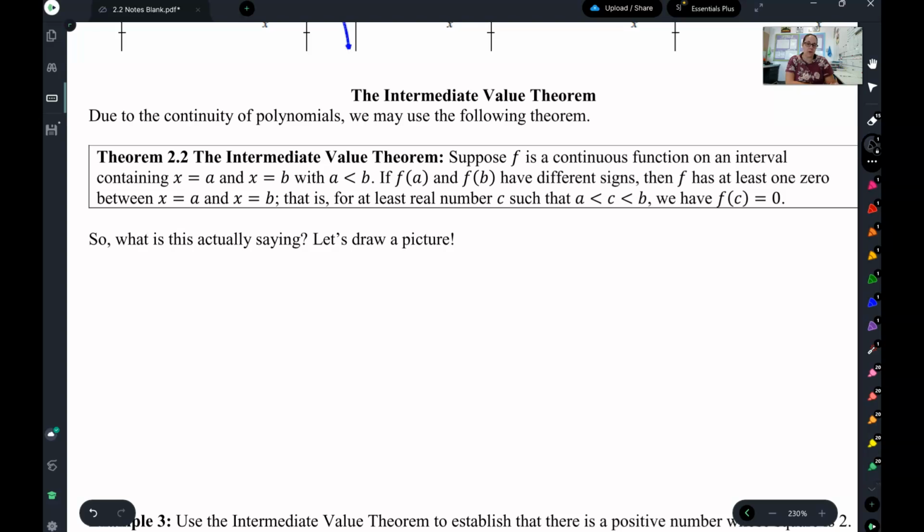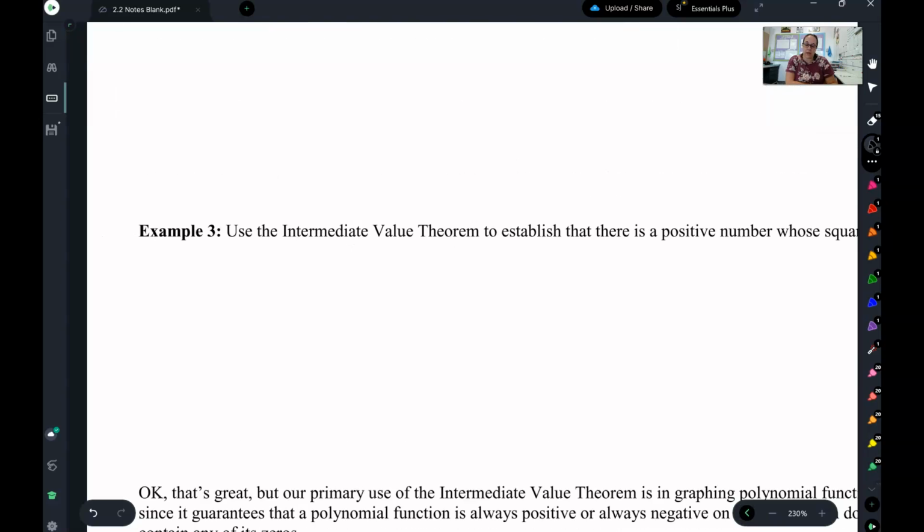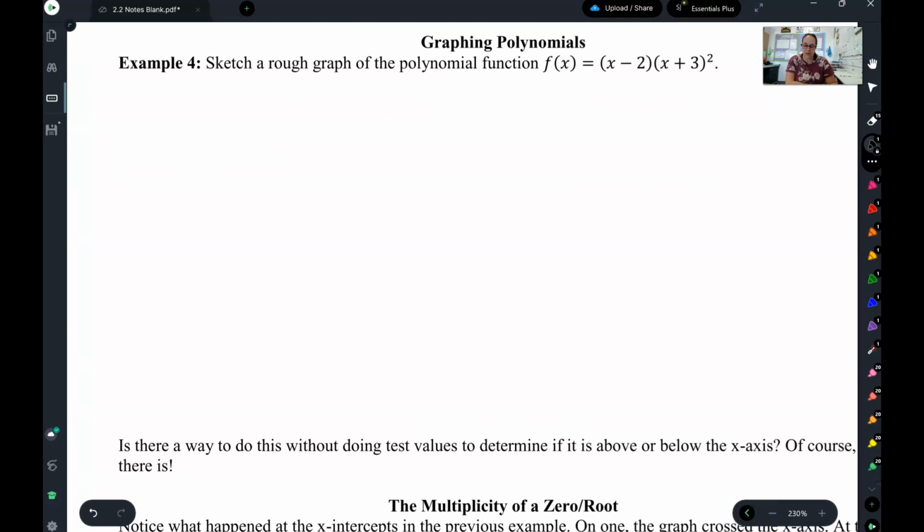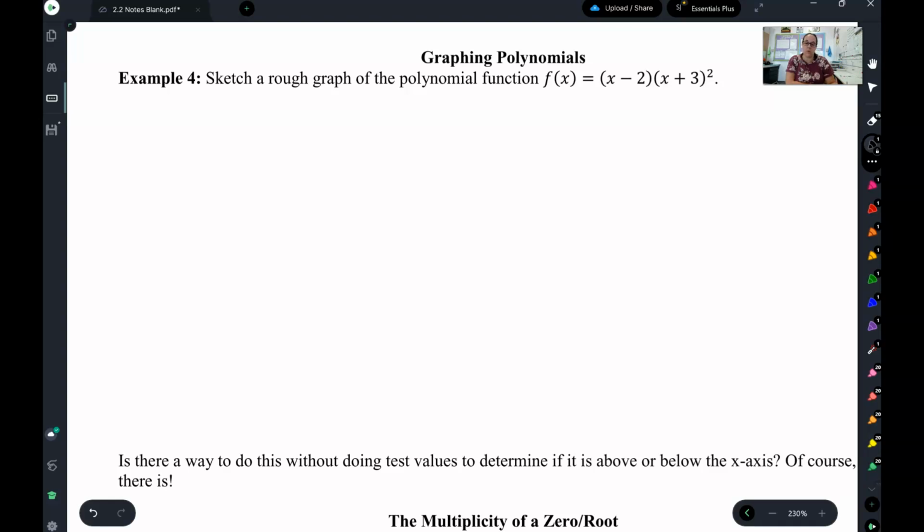Now, I know the next part of your notes is the intermediate value theorem, but I would like to come back to that at the end and start graphing polynomials right away. This is the biggest, most important part of the lesson, is graphing polynomials. So this is what I want to focus on.